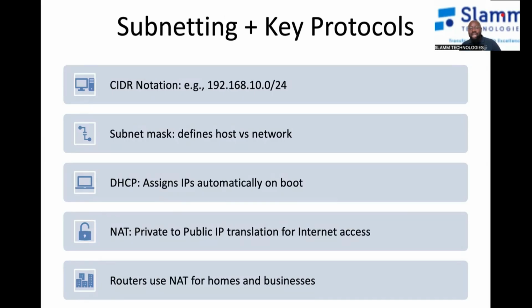Subnetting uses something we call a subnet mask to identify the network and the host portions of an IP address. For example, with /24, in this CIDR notation example, 192.168.10.0/24, it means that there are 255 devices that can be hosted in that subnet, and that is where we look. Now let's touch on the key protocols.